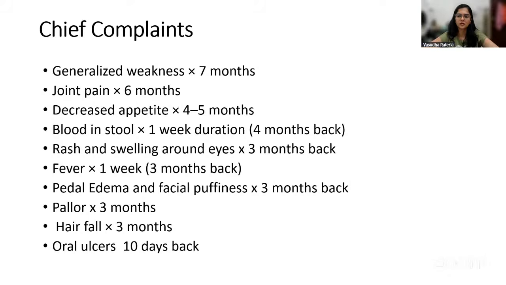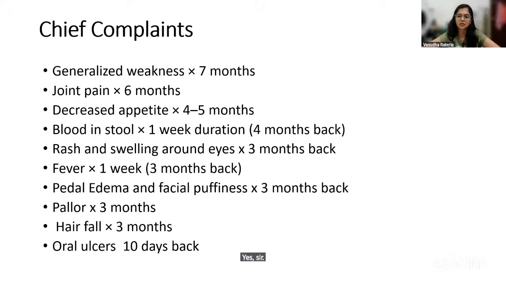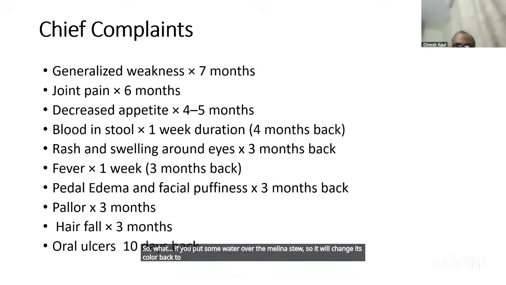So what is the difference between hematochezia and melena? Hematochezia is the passage of fresh blood, and melena is the passage of dark reddish brownish blood, which is digested, basically broken down by the stomach acid. So if you put some water over the melena stool, it will change its color back to a little bit of red. That's the typical way you check for it.